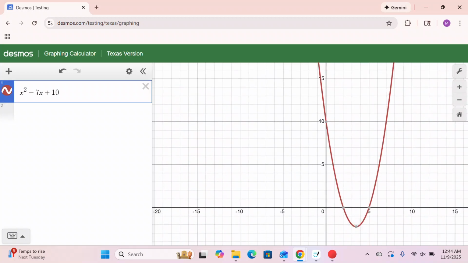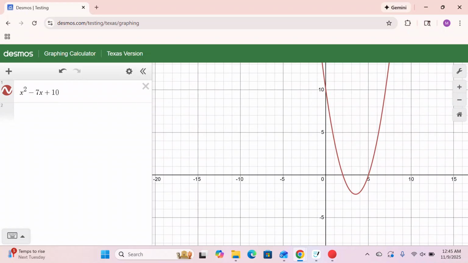Looking at this graph, the vertex is a U shape going up, so this is called a minimum. If you think about the vertex, is it a minimum or maximum? It is a minimum, at the bottom of the floor. Looking at this graph, the x value of my vertex is 3.5. I can find my axis of symmetry because it passes through 3.5 and cuts my parabola, my U shape, in half. So x equals 3.5 is my axis of symmetry.